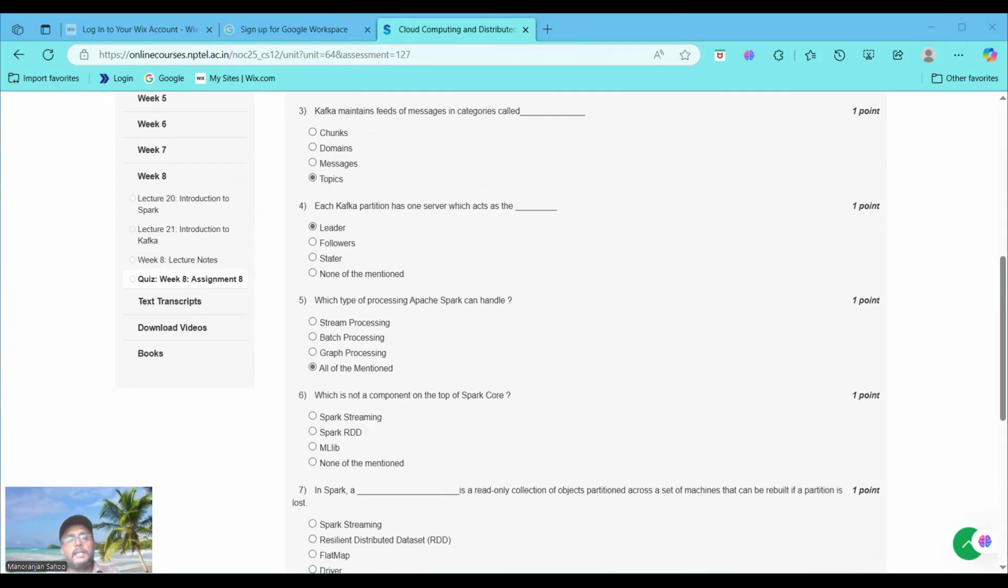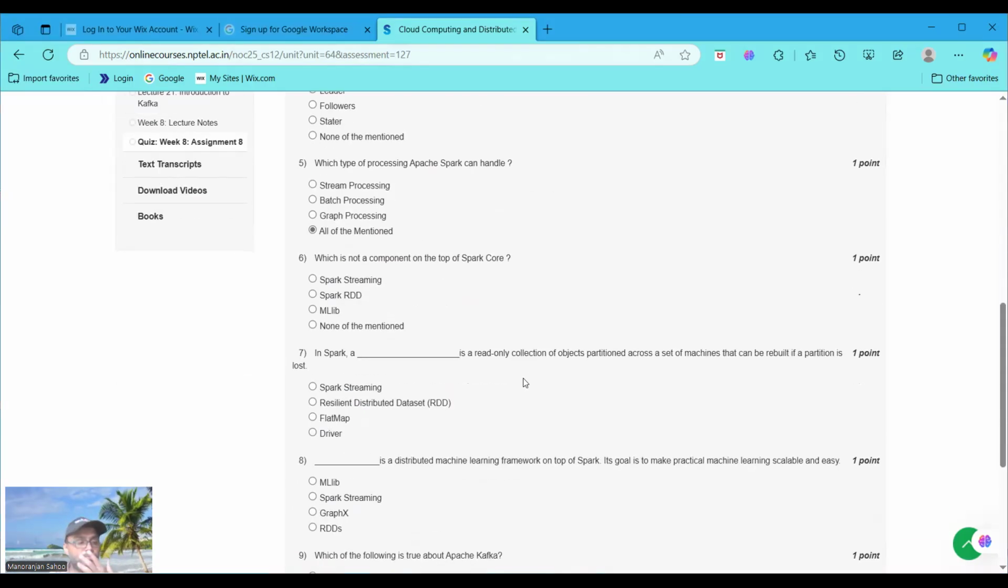Apache Spark supports multiple processing types via its libraries. For stream processing, Spark Streaming handles real-time data. For batch processing, Core Spark handles large-scale batch jobs. For graph processing, GraphX handles graph analytics. So D is the correct option, which encapsulates all of them. That's why we choose D as the correct option. Now moving to question number 6.